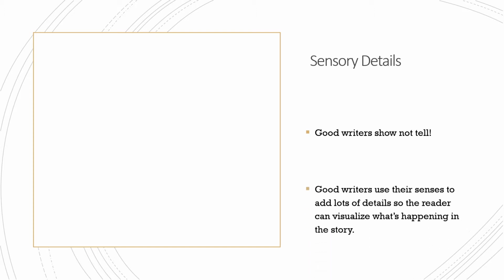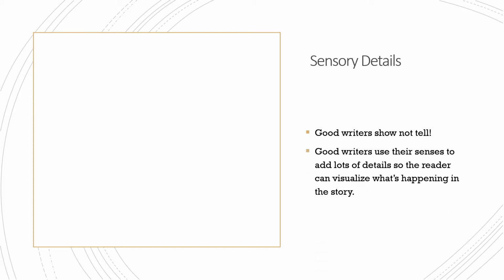So you might be thinking, what is a sensory detail? Well, sensory details help us show, not tell, what we're trying to write. This means that it allows other people to visualize what's happening in the story. So good writers use their senses to add lots of different details so the reader can visualize or picture what is happening.